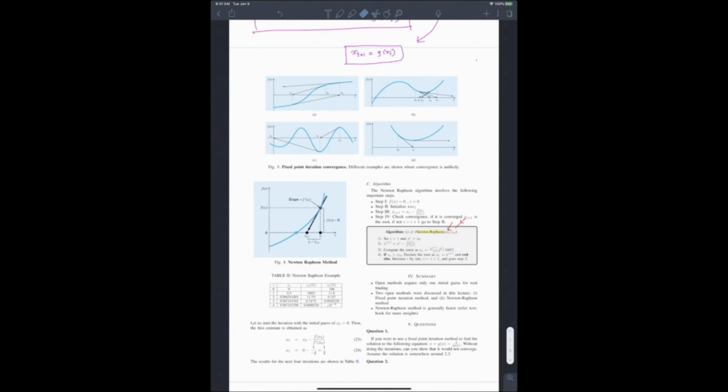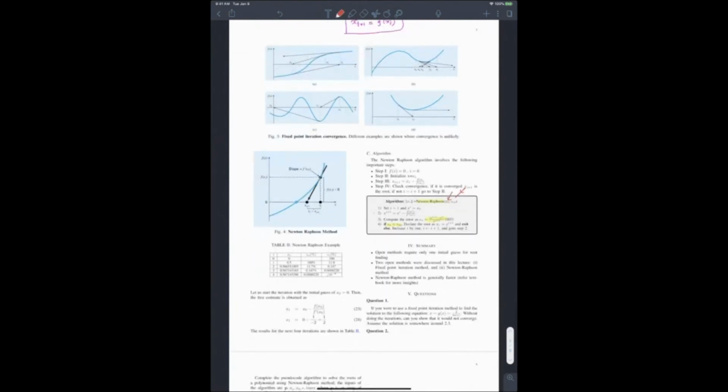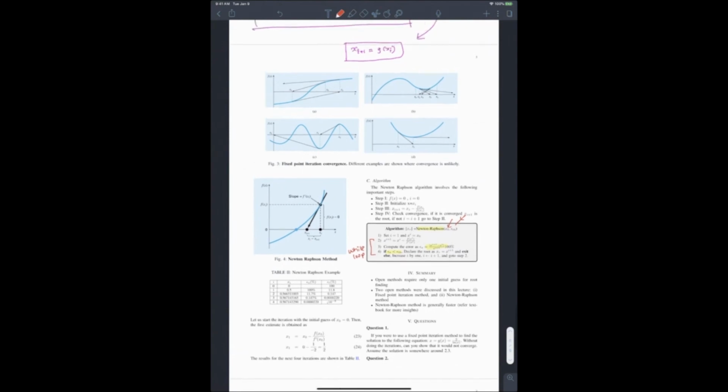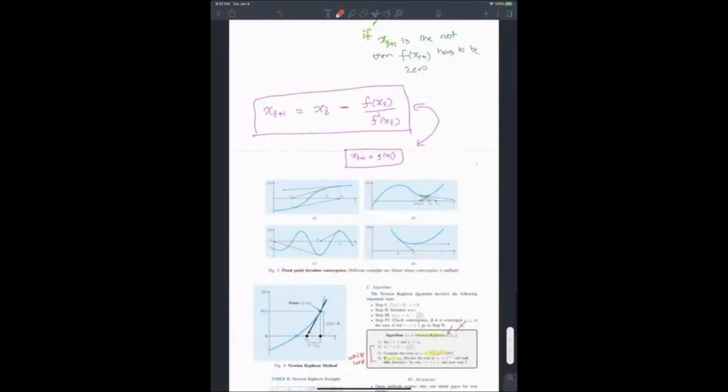Then nothing will change in your Newton-Raphson function. Each time you compute the percentage relative error, and then stop the iteration when epsilon a is less than the epsilon threshold. Again, I did not show the maximum number of iterations here. I will probably add that. So that is your while loop. Okay, so that's all for the Newton-Raphson method, and there is some discussion about its convergence.